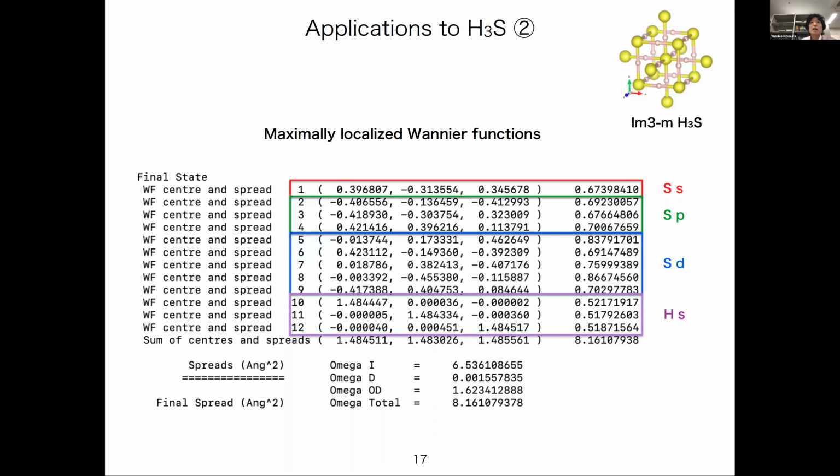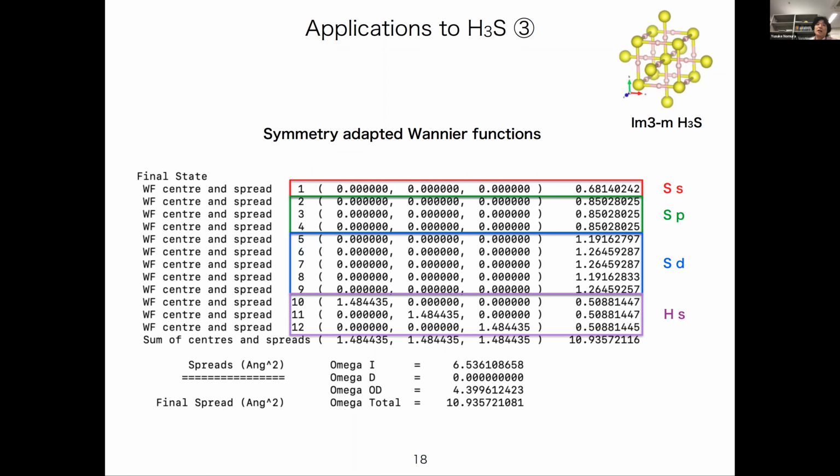But if we do the symmetry adapted mode, then now you see the beautiful Wannier centers, right? Then, for example, the spread of the hydrogen s orbitals are equivalent among these 3 orbitals. Okay. Then if we look at the total spread here, it is around 10.93.